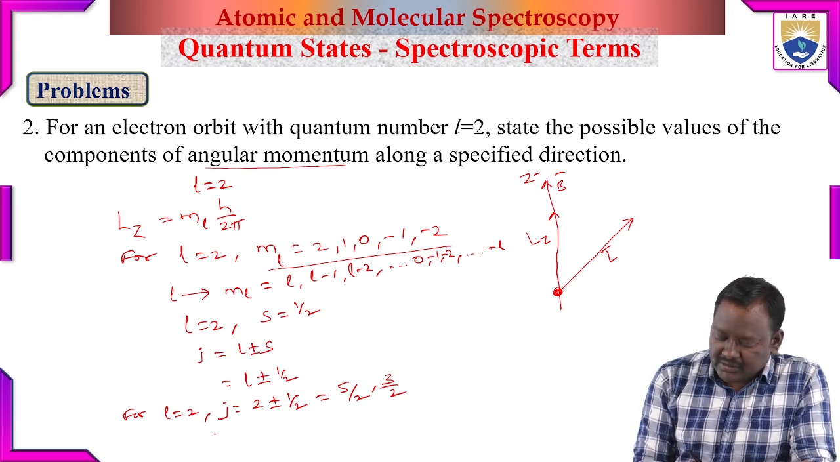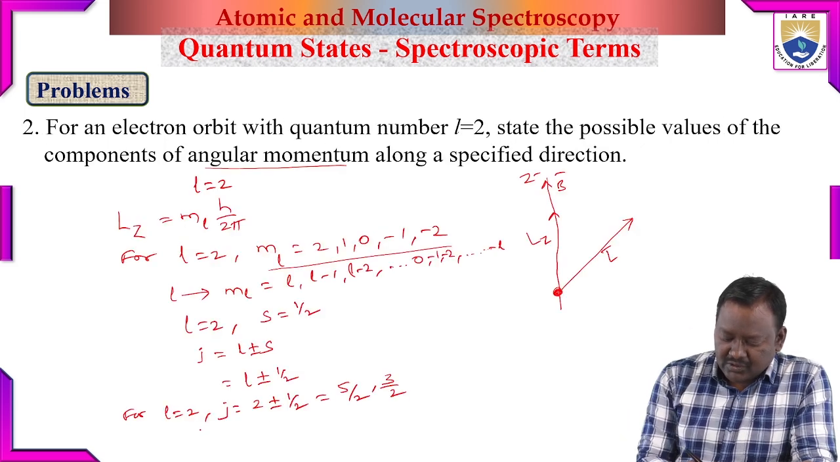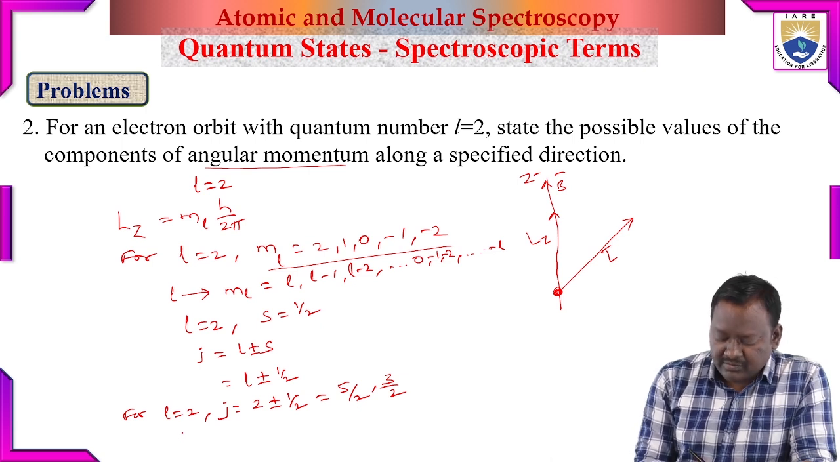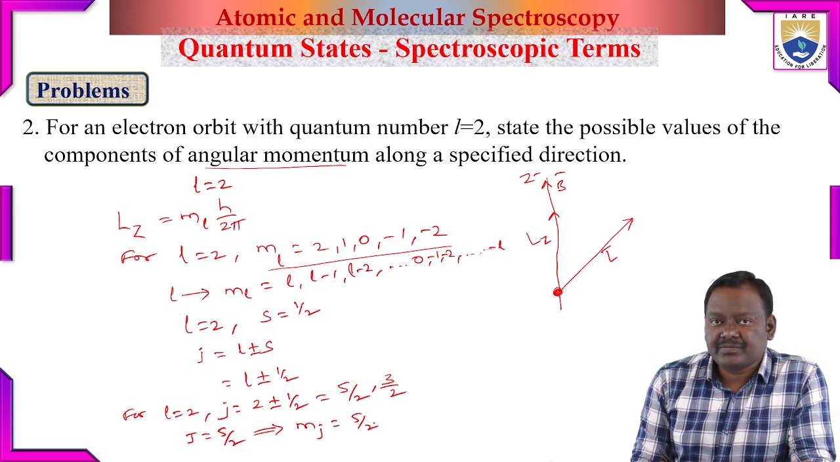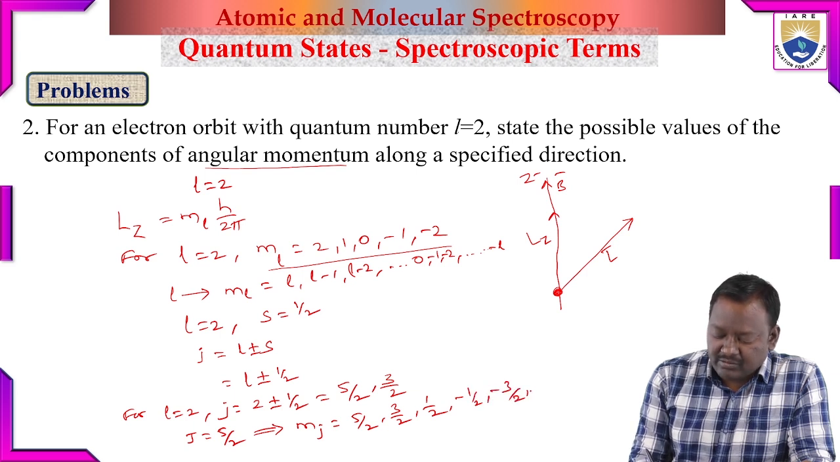J has two values. For J equal to 5 by 2, the values of mj can be 5 by 2, 3 by 2, as with ml values. Similar to ml values, we can take mj values also: 5 by 2, 3 by 2, 1 by 2, minus 1 by 2, minus 3 by 2, minus 5 by 2.